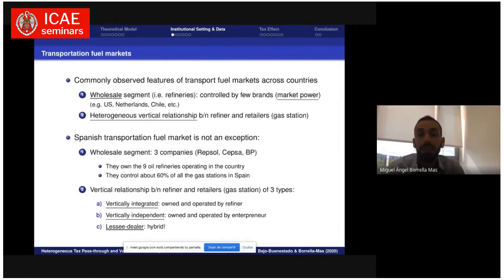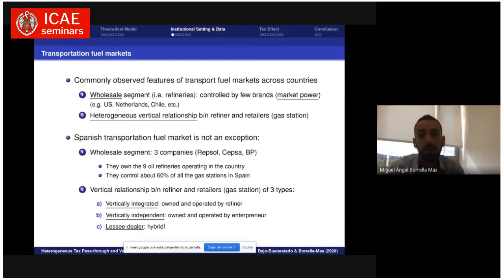In Spain, basically, we have the same environment. First of all, in the wholesale segment, we have only 3 companies, so we have a lot of market power. We have Repsol, Cepsa, and BP owning the 9 oil refineries operating in the country and controlling about 60% of all the gas stations in Spain. And for these 3 companies, the vertical relationship is of 3 types.